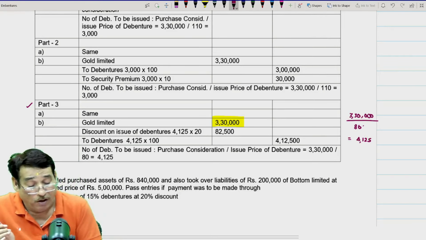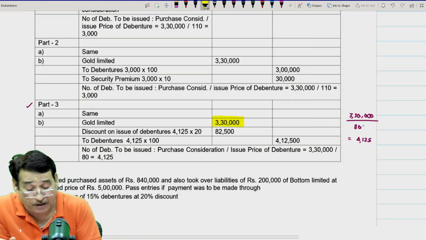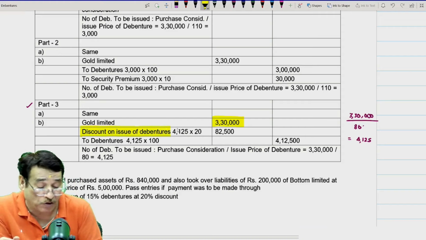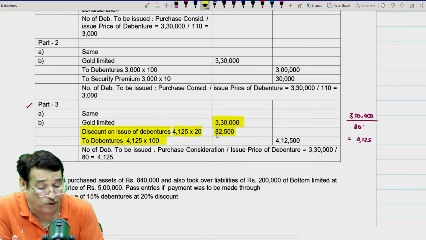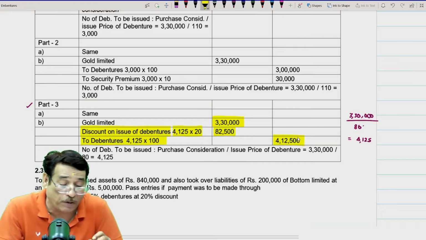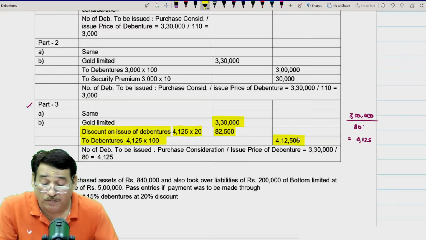of 20. So Gold Limited account debit 3,30,000, then discount on issue of debenture 4,125 into 20, 82,500, and then I am going to write to debentures 4,125 into 100. This is how we have to pass the entry. Correct?